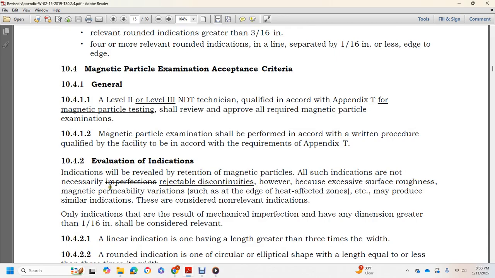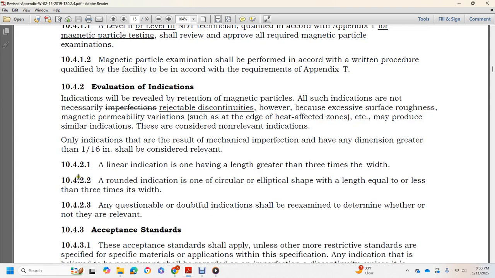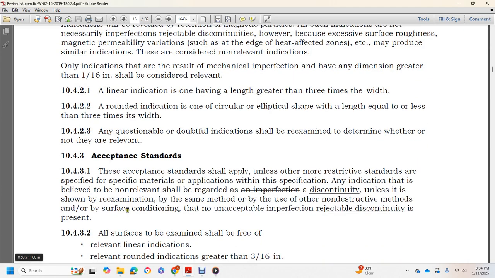Magnetic particle indications are not necessarily imperfections or rejectable discontinuities. However, because of excessive surface roughness, magnetic permeability variation such as at edges and heat affected zones may produce similar indications, which are considered non-relevant. Only indications that result from mechanical imperfections with any dimension greater than 1/16 inch are considered relevant. Linear indications have a length greater than 3 times the width. A round indication is of circular or elliptical shape with a length equal to or less than 3 times the width. Questionable or doubtful indications should be re-examined to determine whether or not they are relevant.